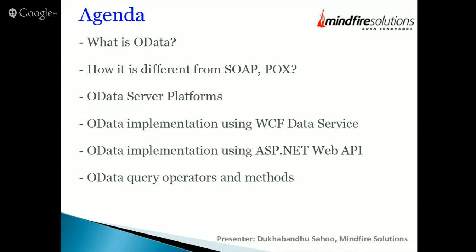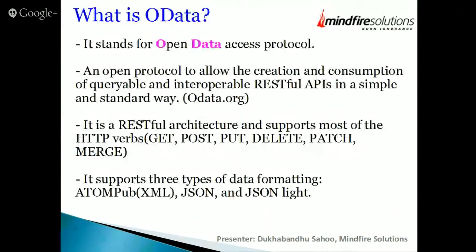So what is OData? OData stands for Open Data Access Protocol. It was defined by Microsoft in 2009 and it is now open source. So that means if something does not suit you, you can change it. Also you can contribute to that open source project. The official site is odata.org and it says OData is an open protocol which allows the creation and consumption of queryable and interoperable RESTful API in a simple and standard way. So it says that you can create a RESTful API in a simpler manner.